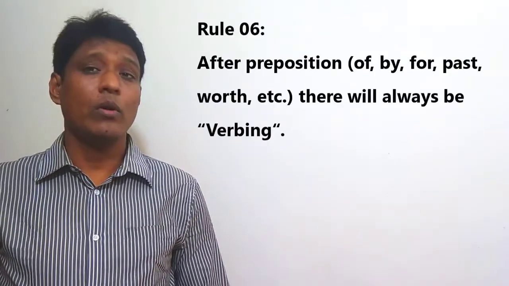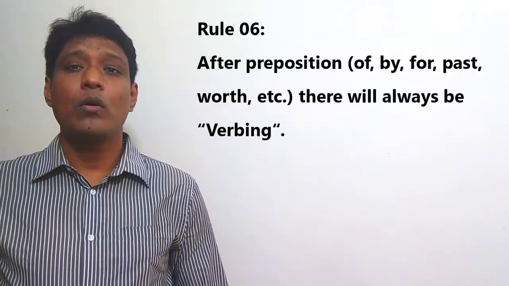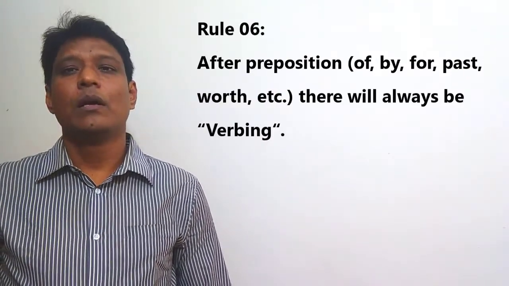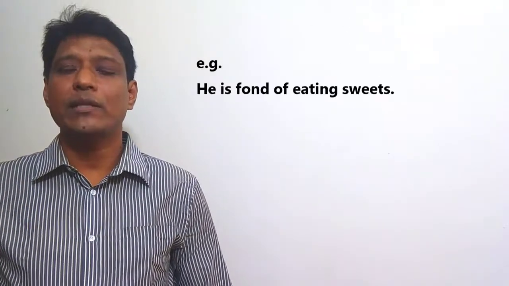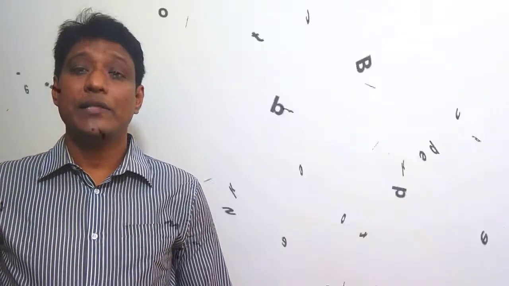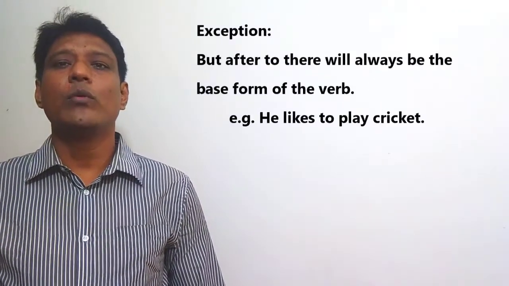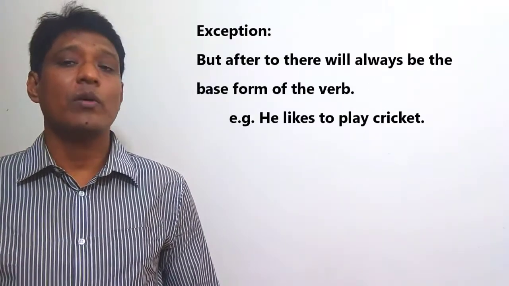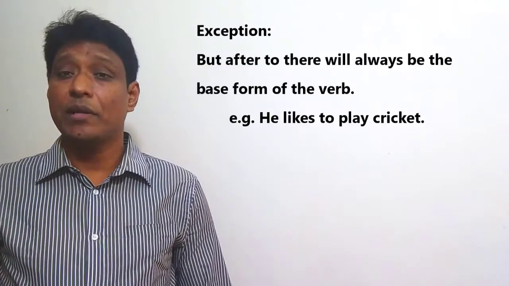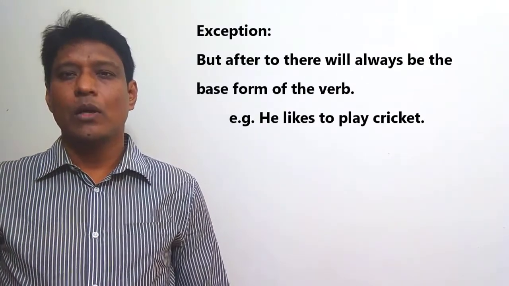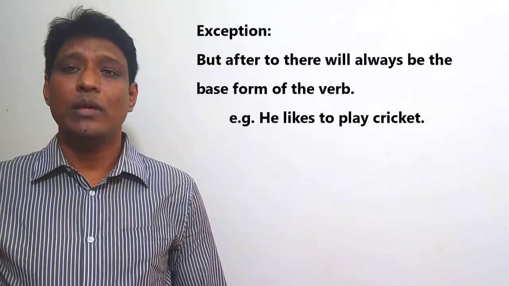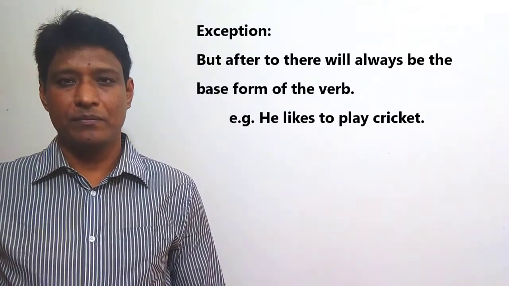Rule number 6. After a preposition, for example of, by, for, past, out, etc., there will always be verb ing. For example, he is fond of eating sweets. Exception: after to, there will always be the base form of the verb. For example, he likes to play cricket. Though it's not a preposition, to is a part of an infinitive.